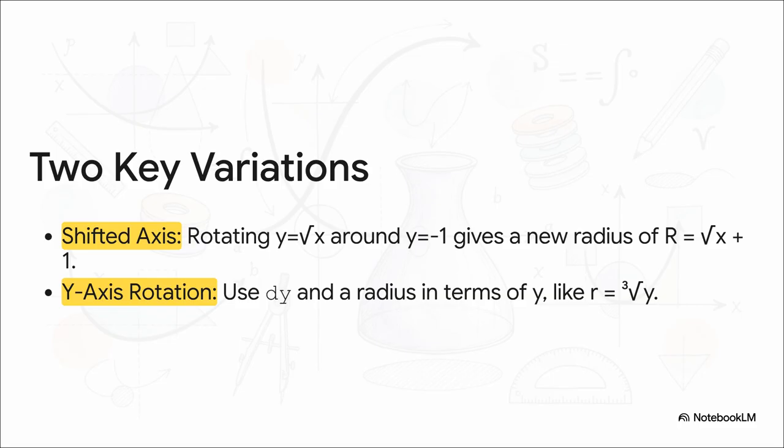The second scenario is rotating around the y-axis. All we have to do here is flip our thinking. We solve our function for x, and our thin slices are now horizontal, so we integrate with respect to dy. Everything's just turned on its side, but the main idea of adding up disks is exactly the same.